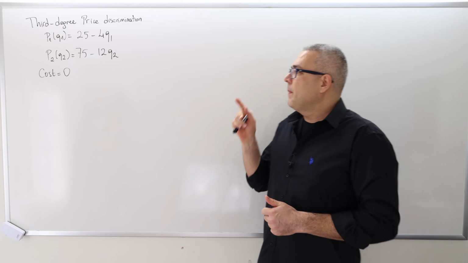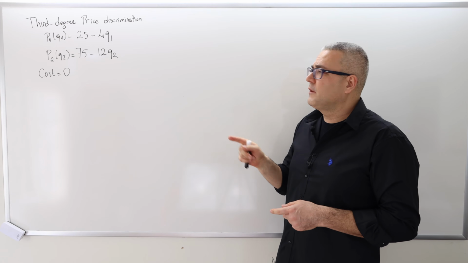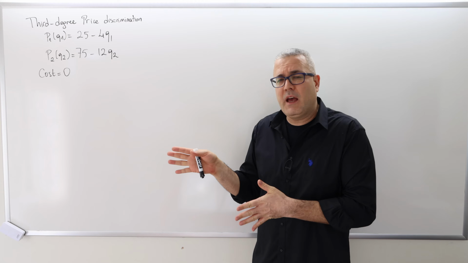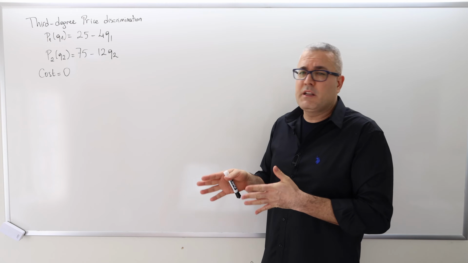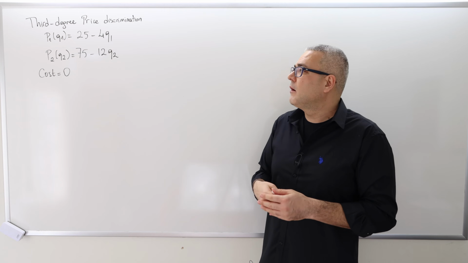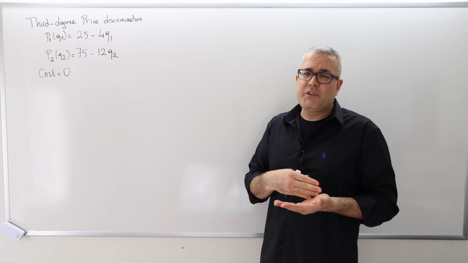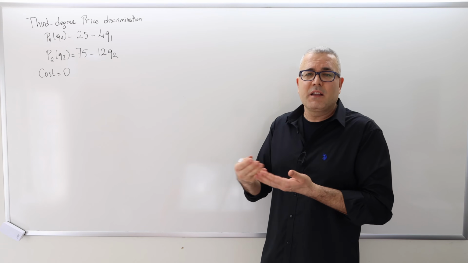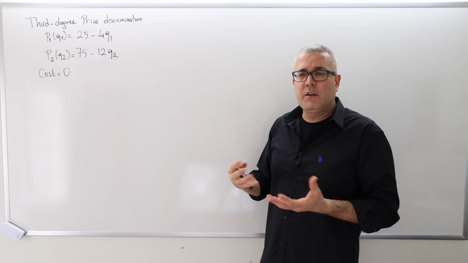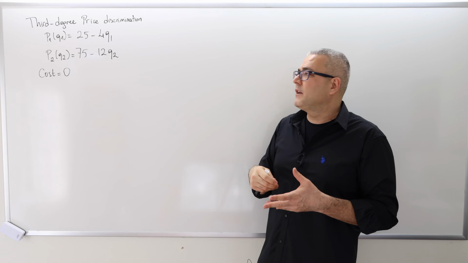In this video, I'm going to continue with the third degree price discrimination. However, this time I'm going to have an example where the demand curve is a downward sloping linear demand curve. The logic will be exactly the same, but the discrete time is a slightly different framework. So I wanted to solve the third degree price discrimination problem in this framework as well.